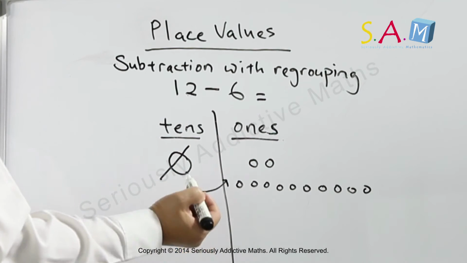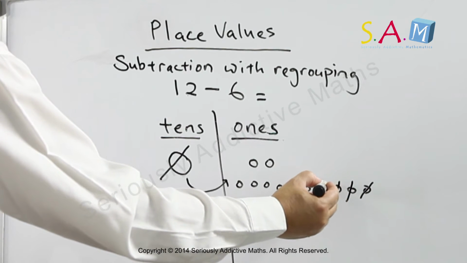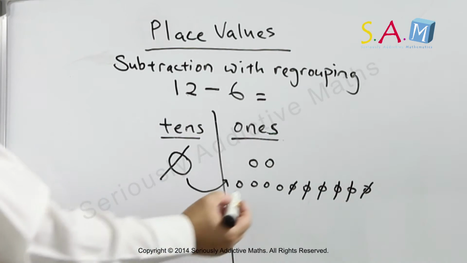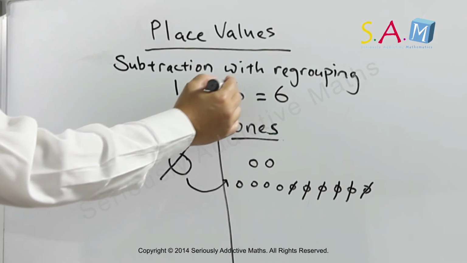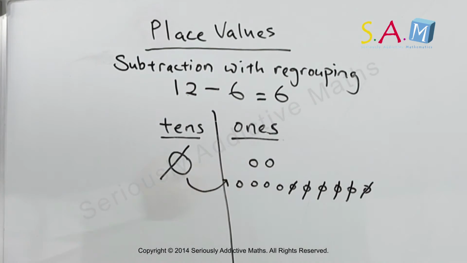So now I have 12 ones. I'm going to take away 6: 1, 2, 3, 4, 5, 6. So what I have left is 1, 2, 3, 4, 5, 6. So 12 take away 6 gives me 6.